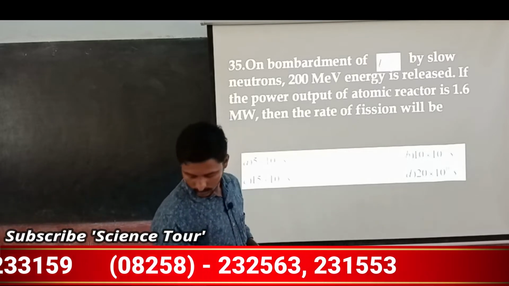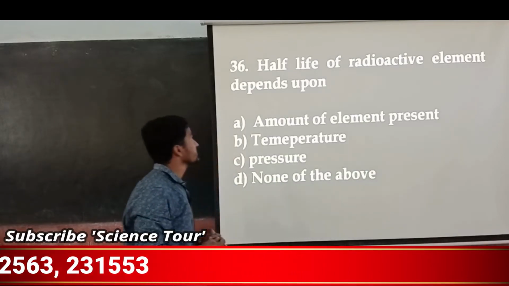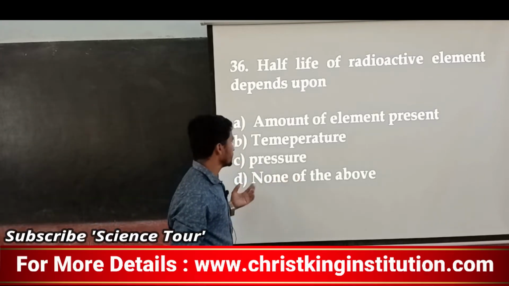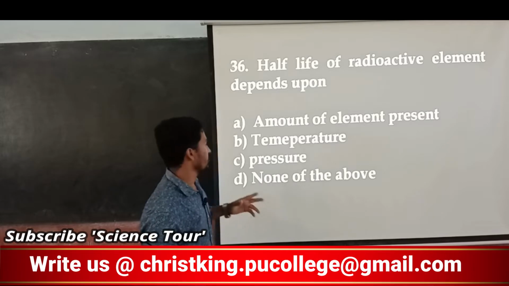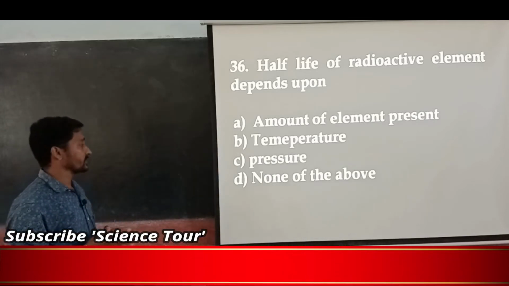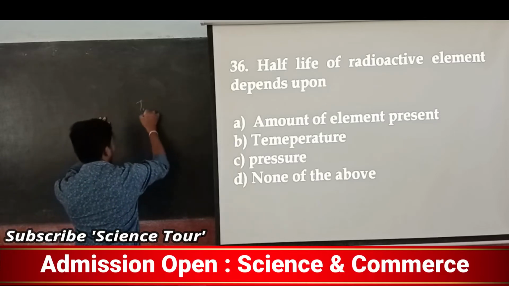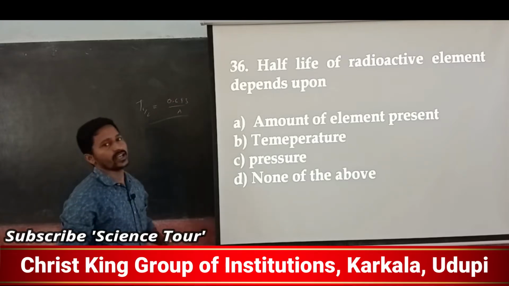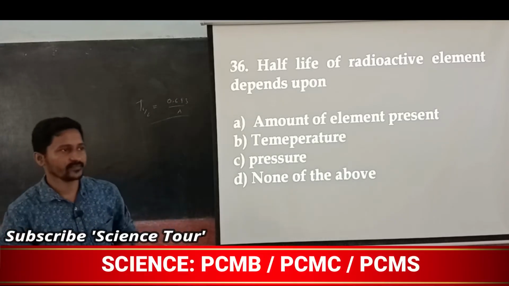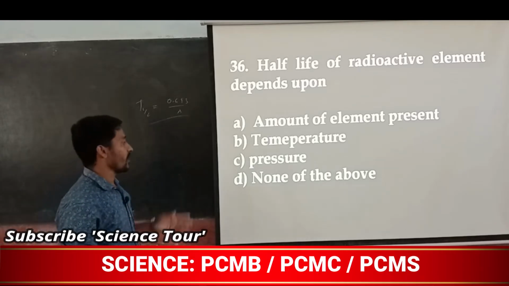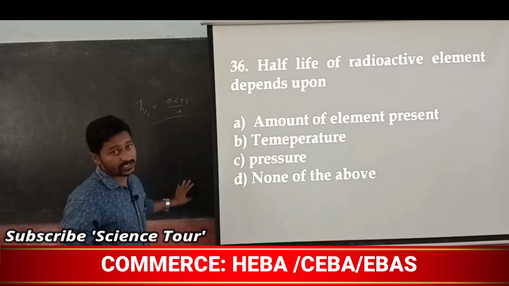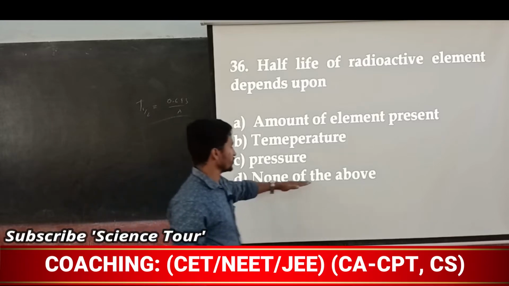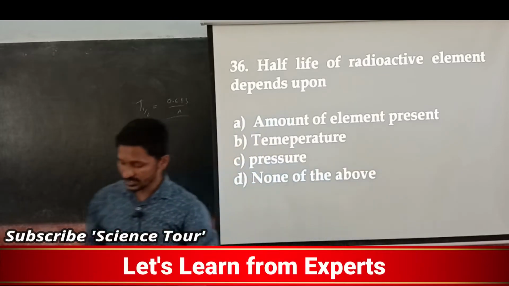Next we are going to talk about one more question: half-life of a radioactive element depends upon the amount of element present, the temperature, the pressure, or none of the above. What is the answer? Half-life is equal to 0.693 divided by lambda, isn't it? All of you listening, right? So half-life depends only on decay constant, nothing else. Decay constant is constant for the material. It does not depend on any of the things, so it is none of the above.